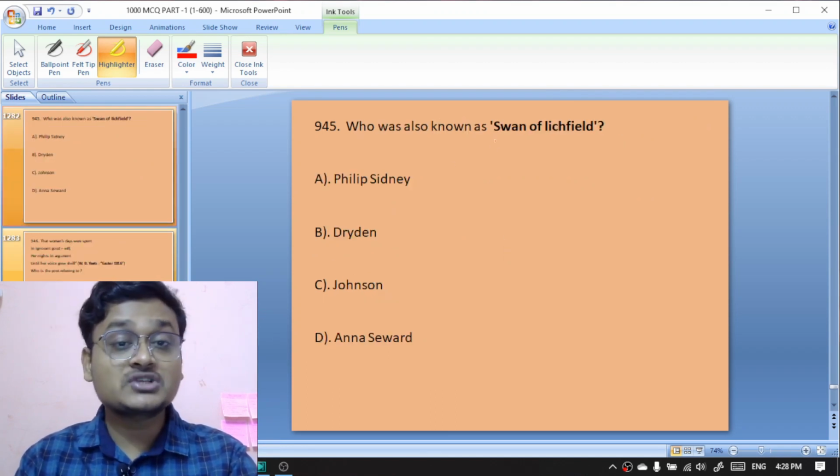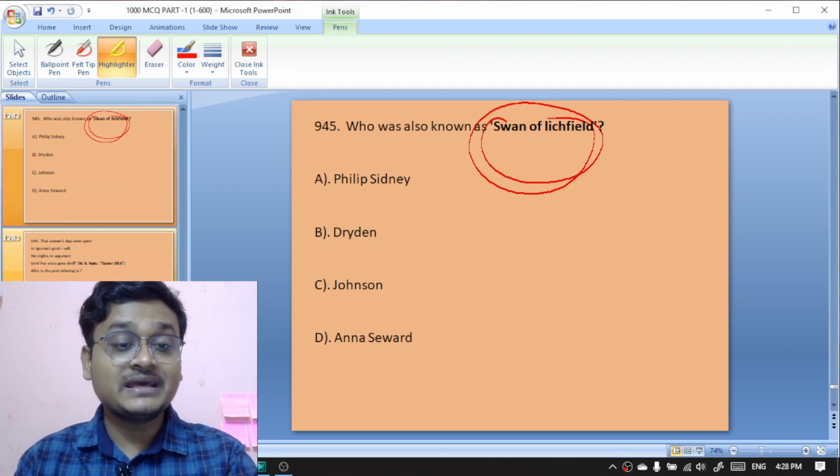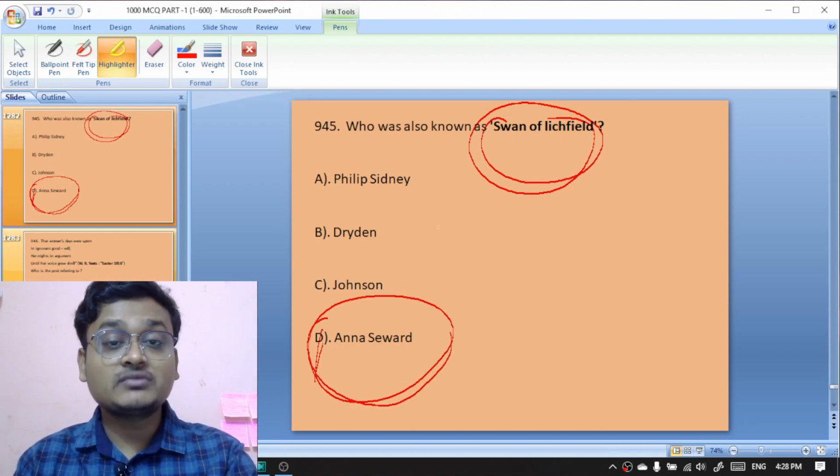Next question. Who is also known as the Swan of Lichfield? The Swan of Lichfield is Anna Seward. Anna Seward is known as the Swan of Lichfield.